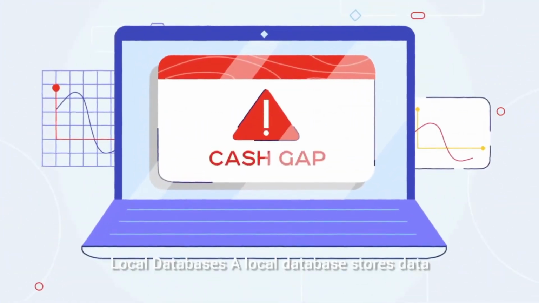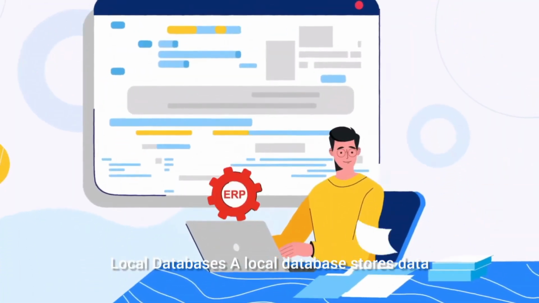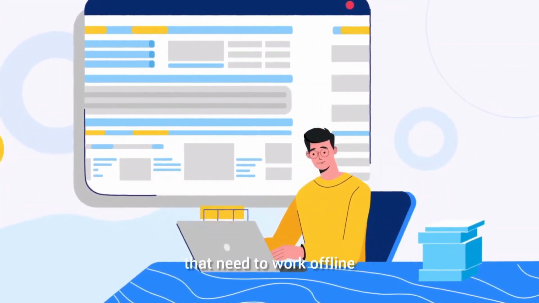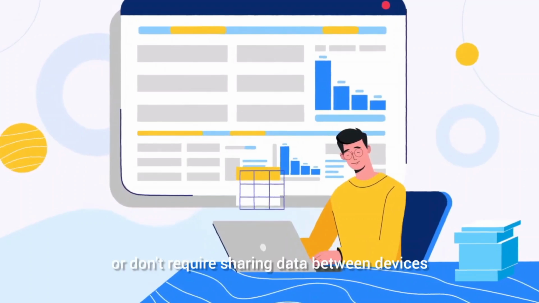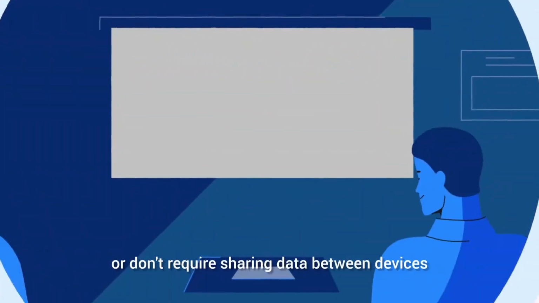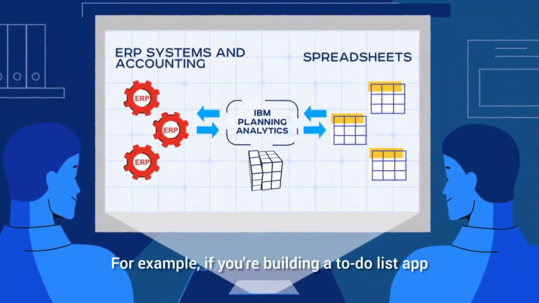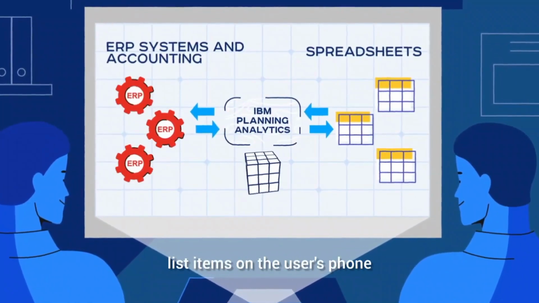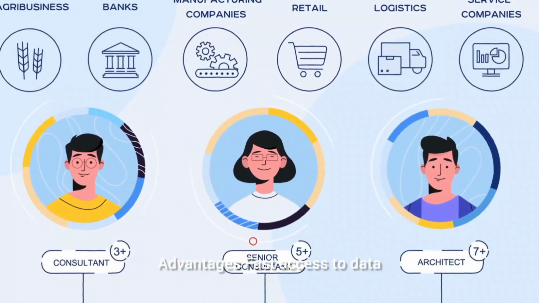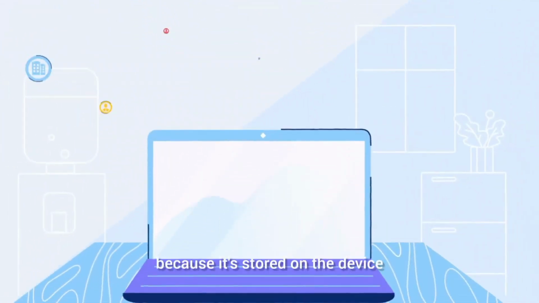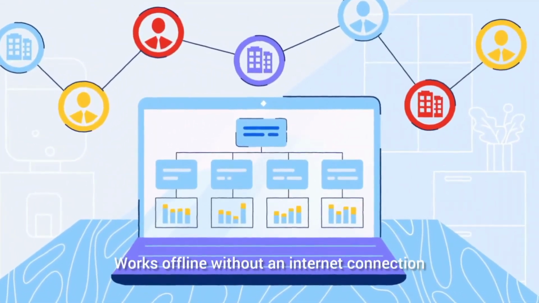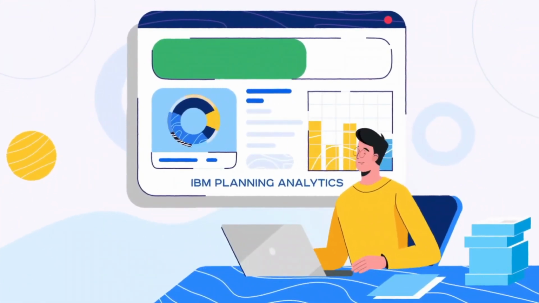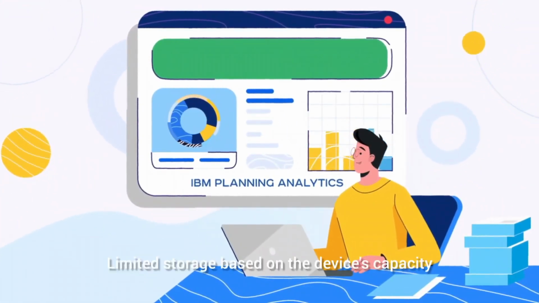Local databases. A local database stores data directly on the user's device. This is useful for apps that need to work offline or don't require sharing data between devices. For example, if you're building a to-do list app, you might use a local database to store the list items on the user's phone. Advantages: fast access to data because it's stored on the device. Works offline without an internet connection. Disadvantages: data is not shared across devices. Limited storage based on the device's capacity.